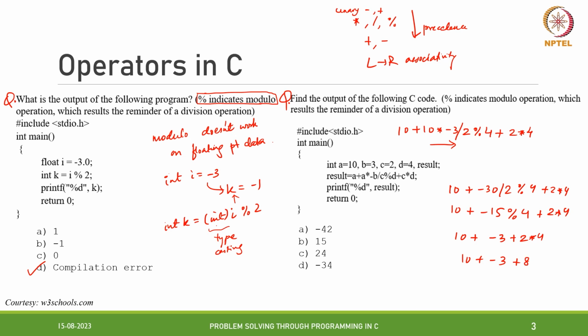Now you're done with all the multiplication, division and modulo operations. So now you go into the addition operations that are left, and that also will be left to right. 10 minus 3 will be 7, and 7 plus 8 will be 15. So here the answer you will get is 15.